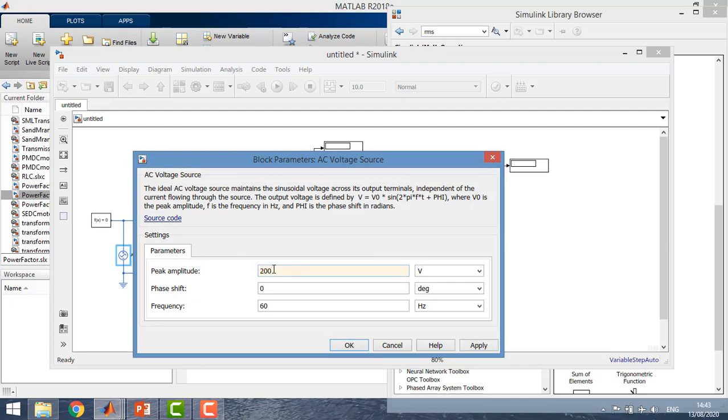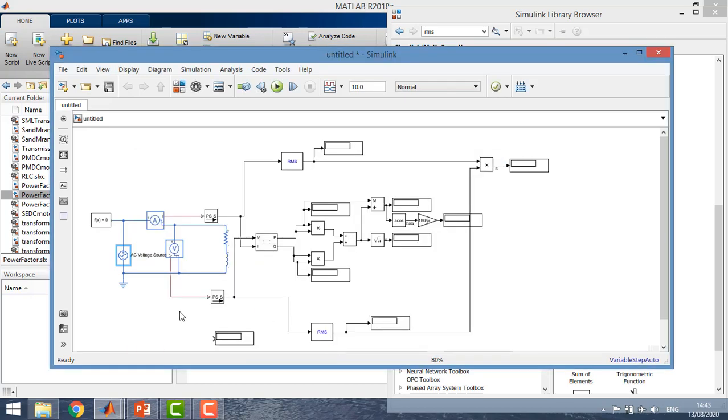the applied voltage. It requires the peak value. The RMS value is 200, so we multiply it by the square root of 2. Frequency is 50 Hz, as shown in table number 1 presented earlier.